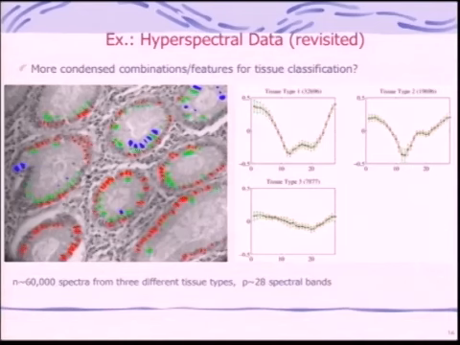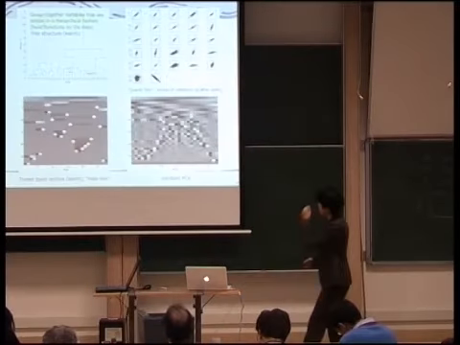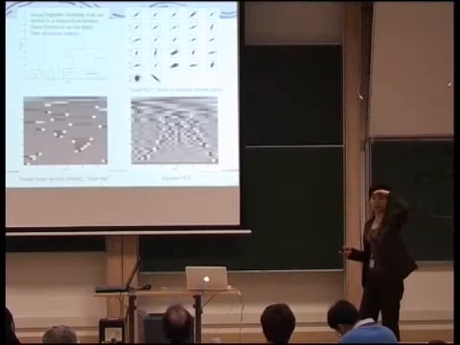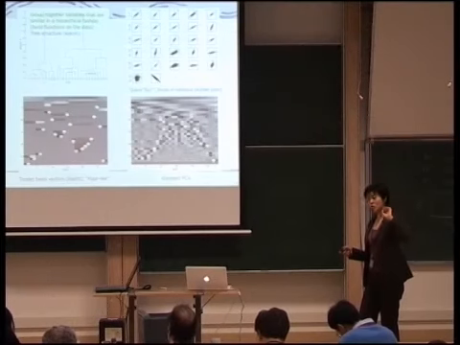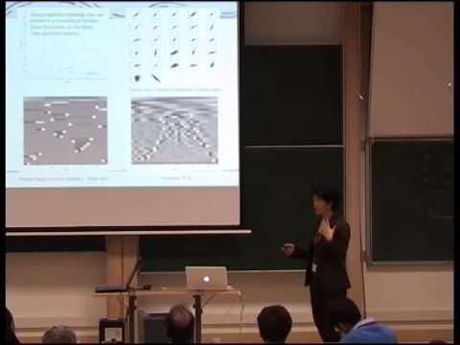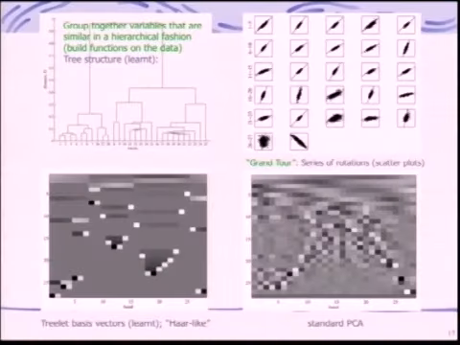So the task here is tissue classification. And I want to show you what the treelets look like. So here we group together variables that are similar in a hierarchical fashion. And this is the tree structure that is learned. And this figure here shows you the series of rotations we performed at each level of the tree. So this is a special case of the grand tour, but we're not using it for visualization, we're using it to compute the basis.